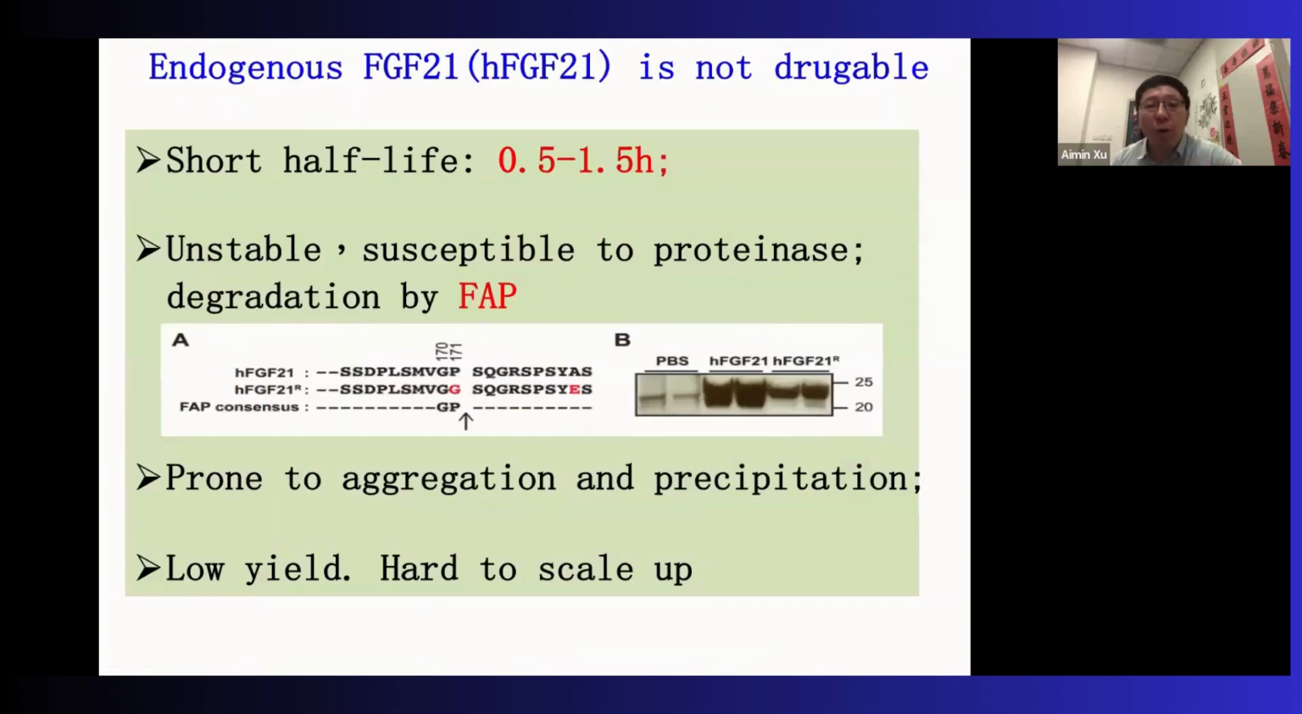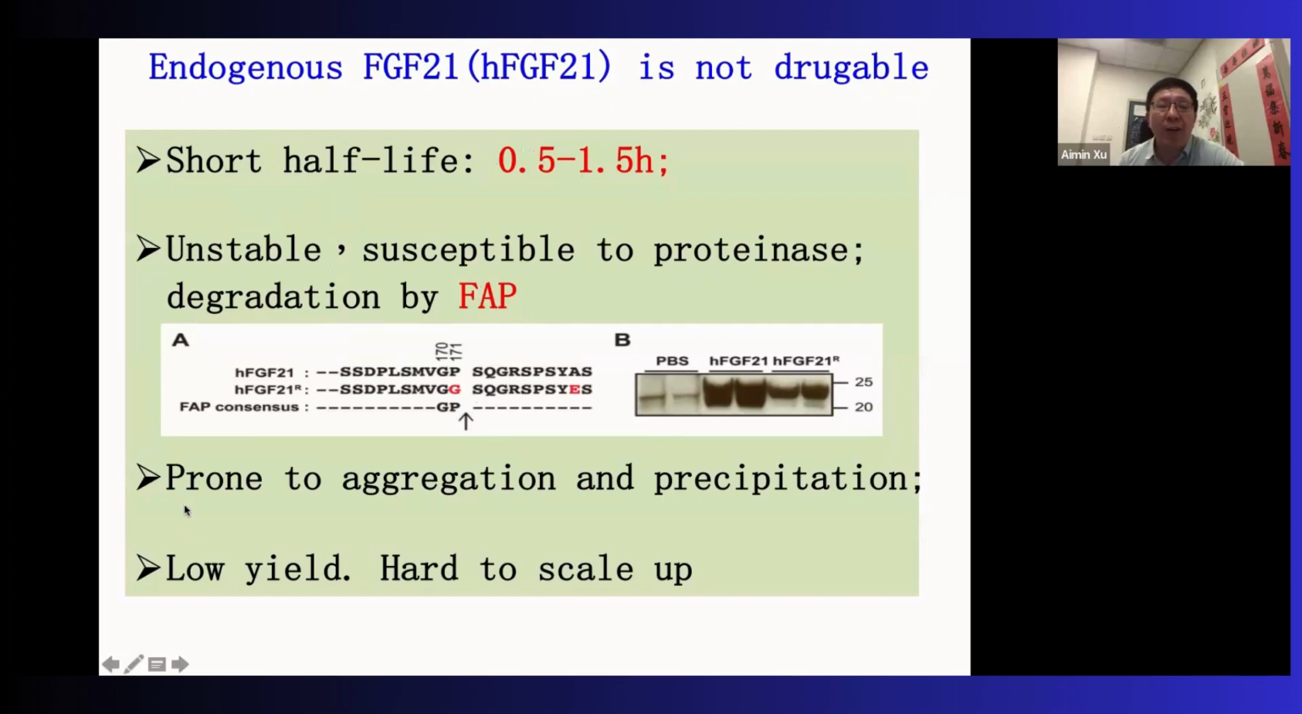Although FGF21 has multiple therapeutic benefits, the endogenous human FGF21 is not druggable because it has several limitations. One is a very short half-life, only 0.5 to 1.5 hours. Endogenous FGF21 is unstable and susceptible to proteinase degradation by fibroblast activation protein, called FAP. So it is quickly degraded and the protein becomes inactive.